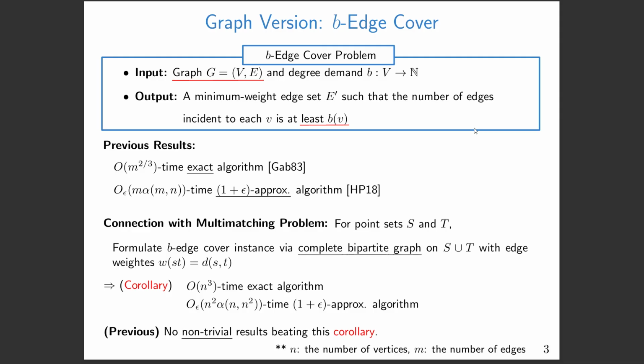And observe that we can formulate a b-edge cover instance for our multi-matching problem by designing a complete bipartite graph on S and T whose edge weight is defined by Euclidean distance. Therefore, previous graph algorithm results imply either an n cubic time algorithm or a near-quadratic time (1+epsilon)-approximation algorithm for this problem. Surprisingly, there are no non-trivial results beating this trivial corollary barrier.